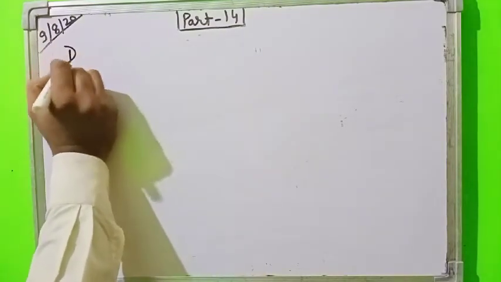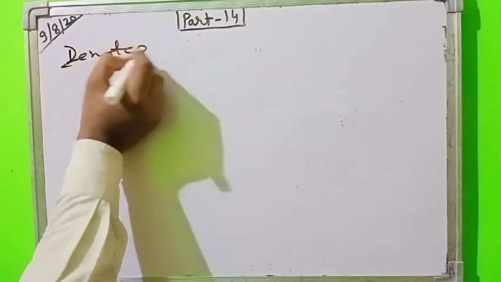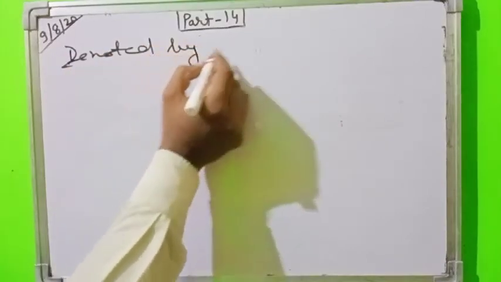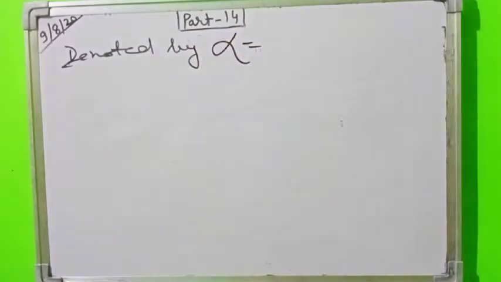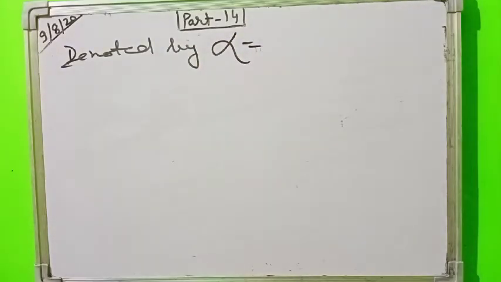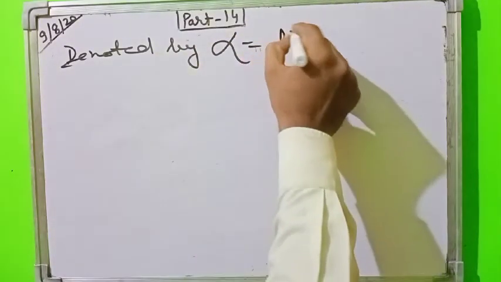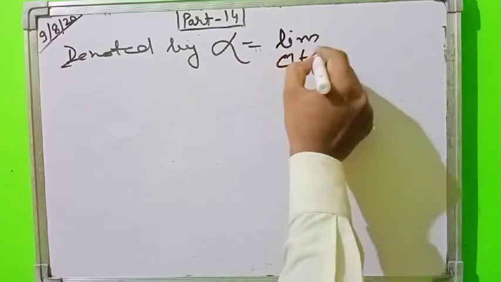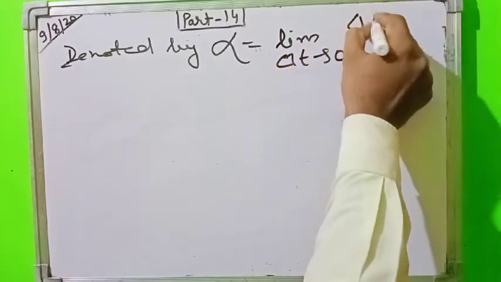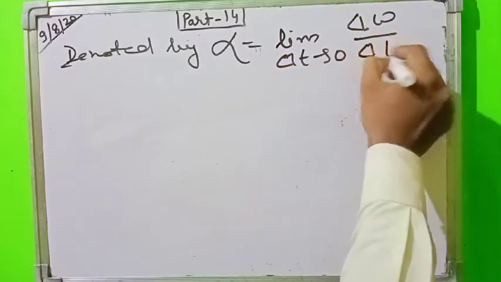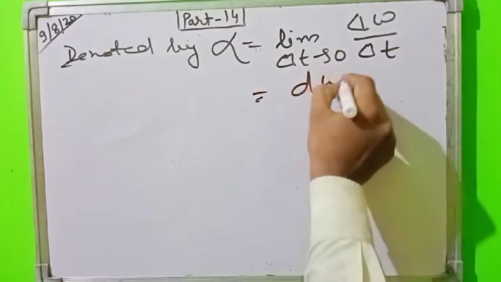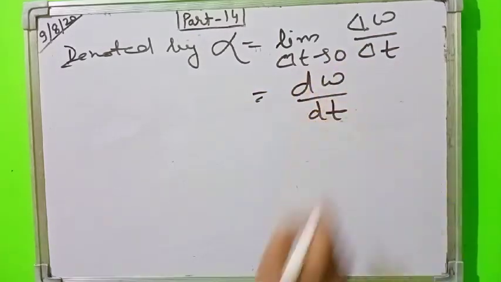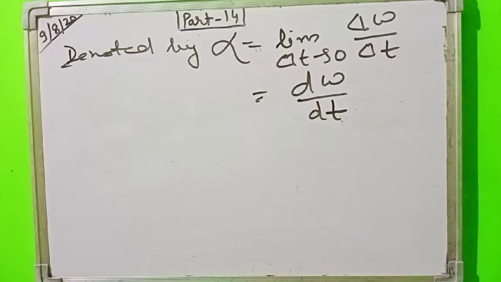It is denoted by alpha. And this alpha is the limit as delta t tends to 0 of del omega upon del t, and it is equal to d omega upon dt.